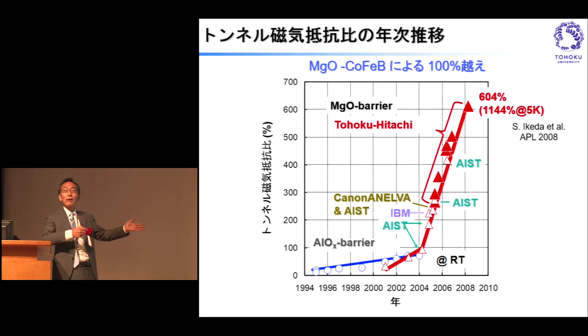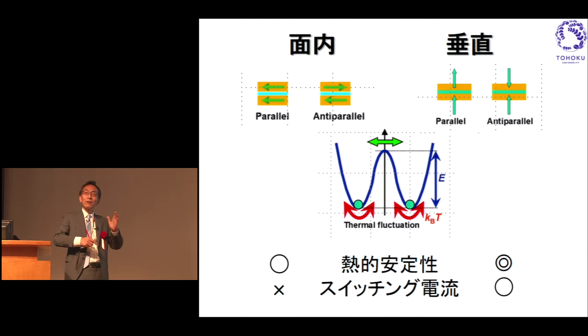But still, there were some challenges. You may say it doesn't matter, but the orientation of a magnet actually is important. This is the in-plane. These are the two magnets sandwiching the insulator. Here the field is in-plane. And here the field is perpendicular to the surface plane. And the function is very different.